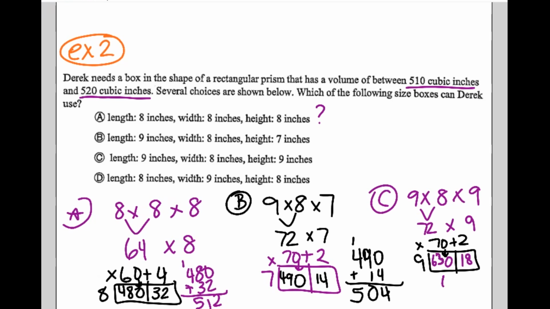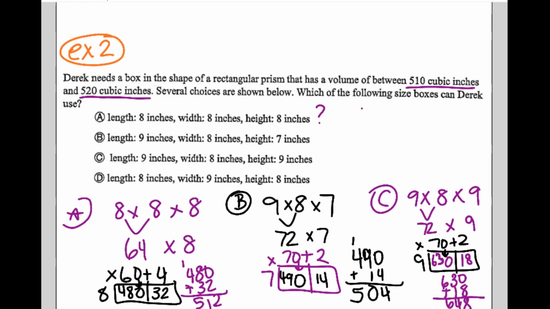So then that means I'm adding these together. 630 plus 18. I get an 8 right here. That's a 4. And this is going to be a 6. That is way too big. We are looking for the 500s, and this one's already 600. So that won't work. Let's look at D.